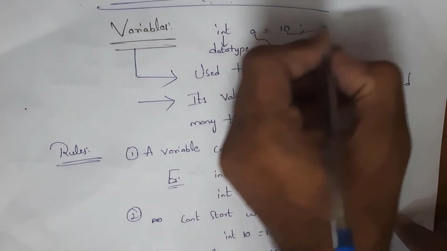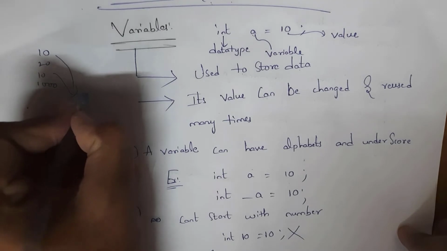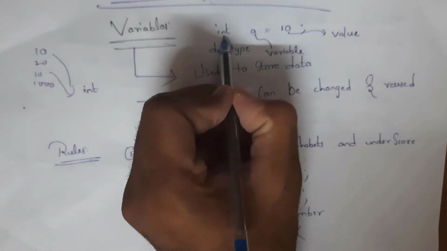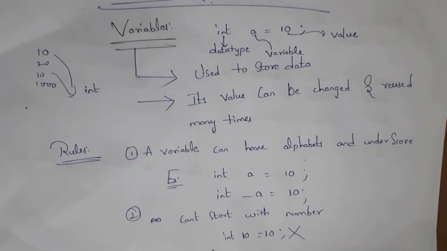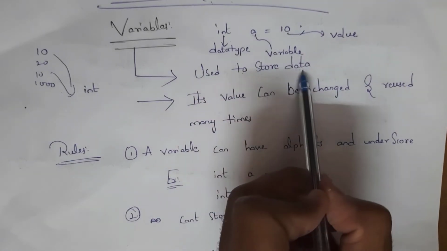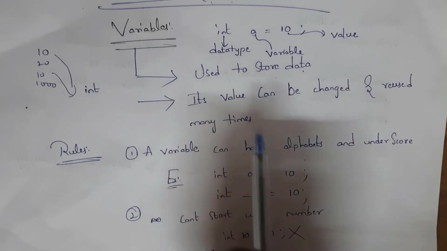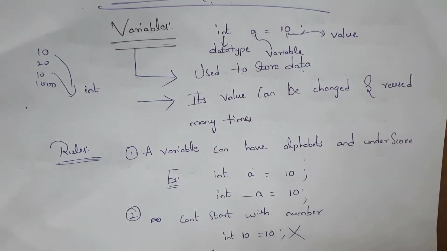This 10 is a value. 10, 20, 100, all these are integer types. So we use data type int. For integer values we need to use data type int. So here I am using data type int and I took the variable name as a, and this variable a will store value 10. This is the use of a variable. A variable is used to store data, or you can also say value. Its value can be changed and reused many times. We can also change this value and we can also use this value multiple times.